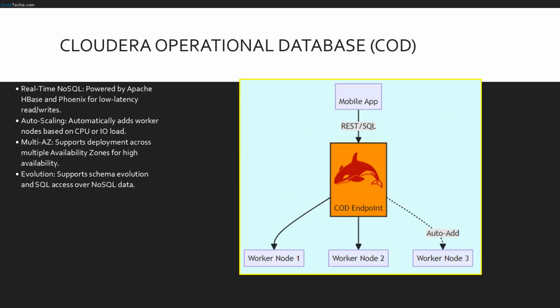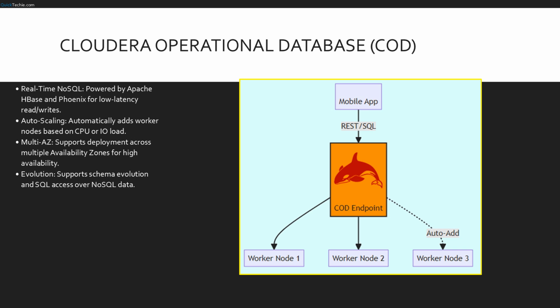For real-time applications, we use the Cloudera Operational Database, or COD. Built on Apache HBase and Phoenix, COD provides low-latency access to massive datasets. Unlike manual HBase clusters, COD is autonomous. It monitors its own CPU and I/O load and automatically adds worker nodes when demand spikes. It supports multi-AZ deployments, ensuring that your database remains available even if a cloud availability zone goes down. It is the ideal backend for serving customer profiles or real-time sensor data to applications.